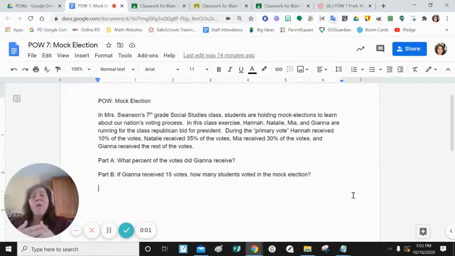In this week's POW, we are talking about mock elections. So let's read over the word problem first, and then we'll talk about the two different parts you have to answer.